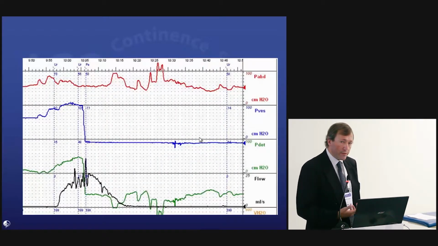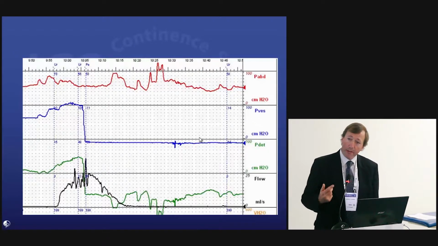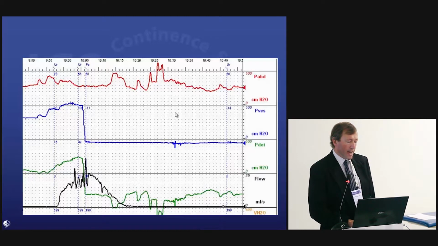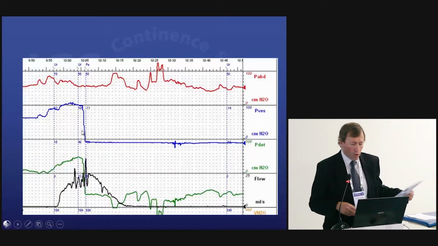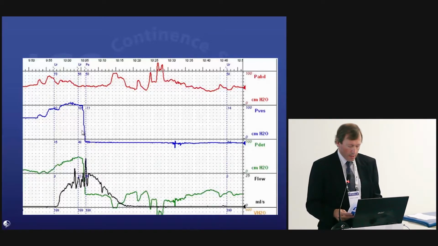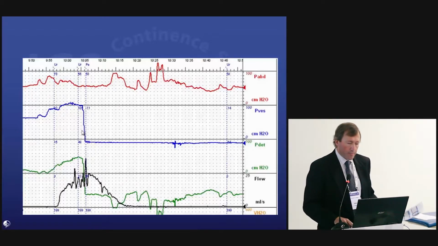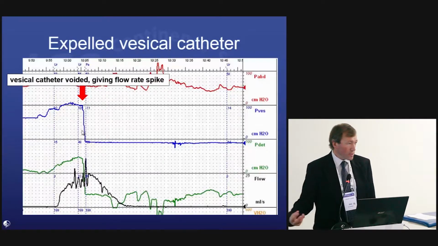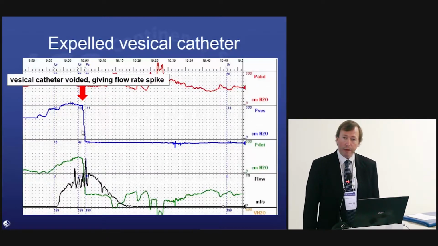Now here's another one where the vesical catheter is expelled, and this time it is on a void. The pressure rises on the vesical trace, and the flow starts down at the bottom here. And as the flow comes up, so the vesical catheter is voided. And you can see that there is a spike at that point where the catheter falls out, so some extra urine comes with it, a bit faster in this case.